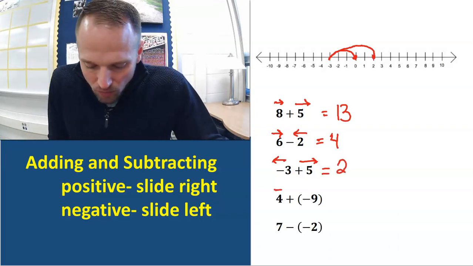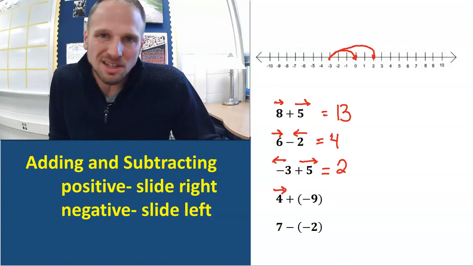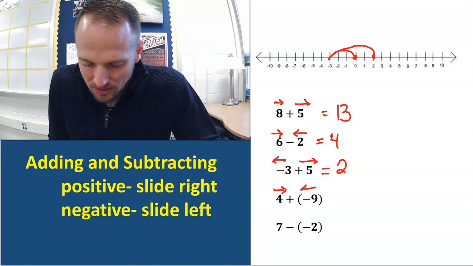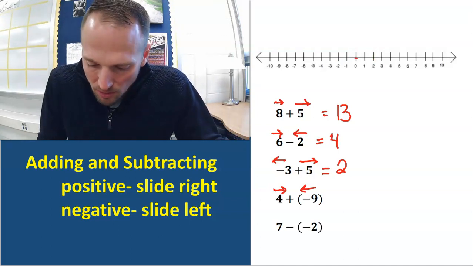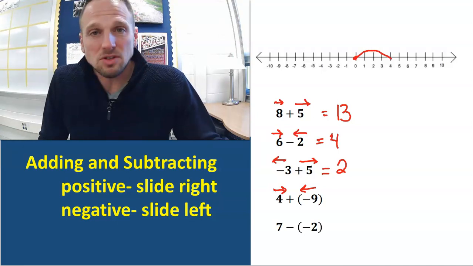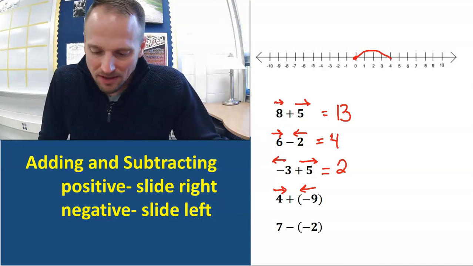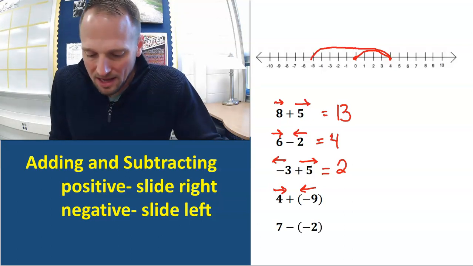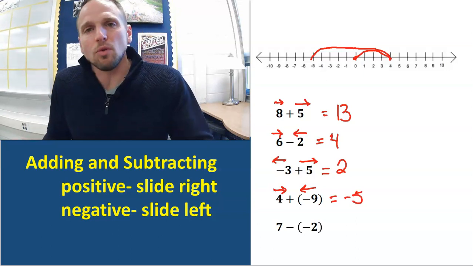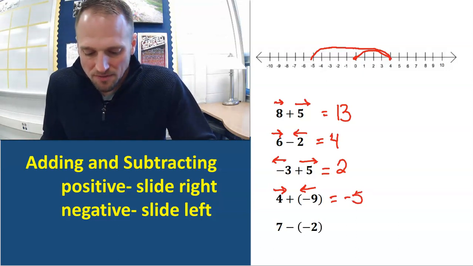I've got a positive 4 plus negative 9. Don't get confused by that. It's just a positive 4 and a negative 9. So I'm going to start at 0 and go up to 4. Positive 4 to the right. Now back to the left, 9. So count back. 1, 2, 3, 4, 5, 6, 7, 8, 9. And we're going to end at negative 5. So a positive 4 plus a negative 9 is going to be a negative 5.